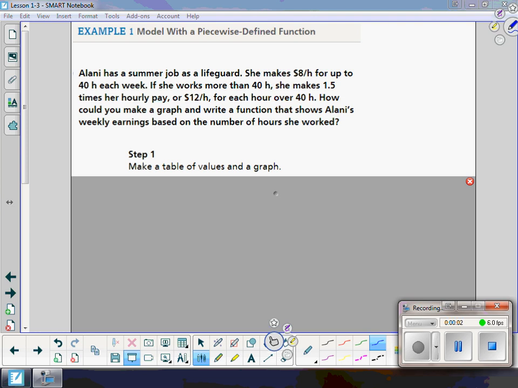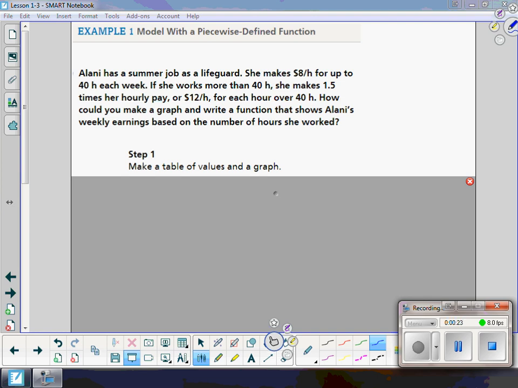Here we go. We're going to run through example 1 for lesson 1-3. We have a girl working at a summer job as a lifeguard making $8 an hour for 40 hours. If she goes past 40 hours in a week, she makes 1.5 times her pay. So she'll make $12 an hour for every hour beyond 40.